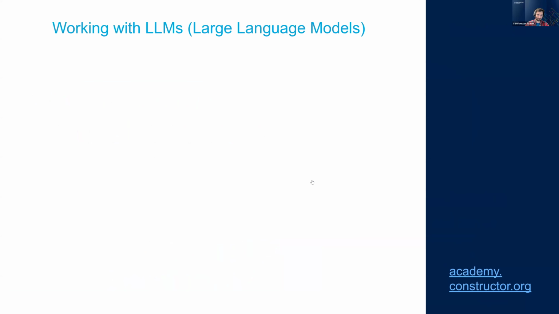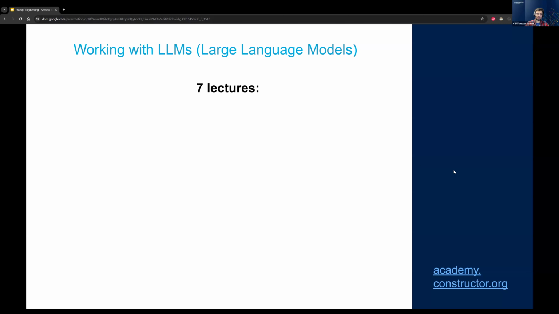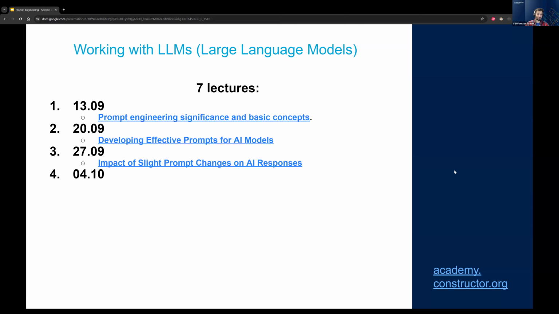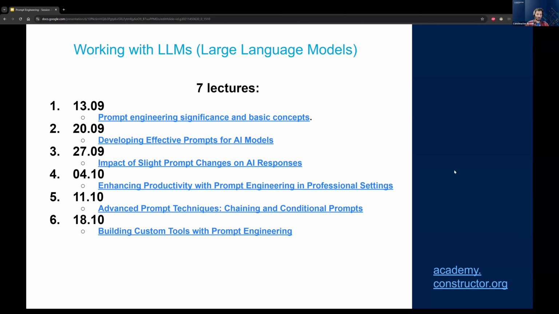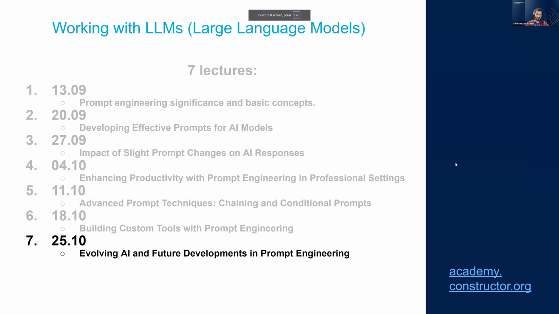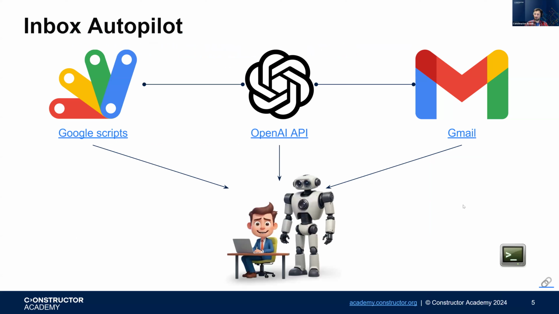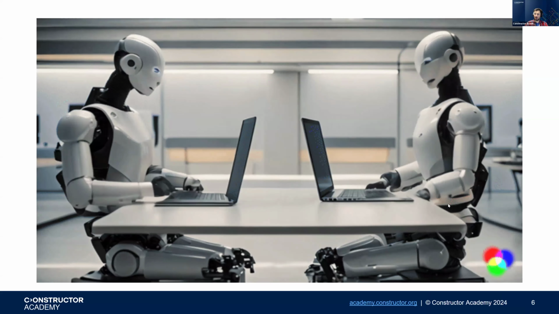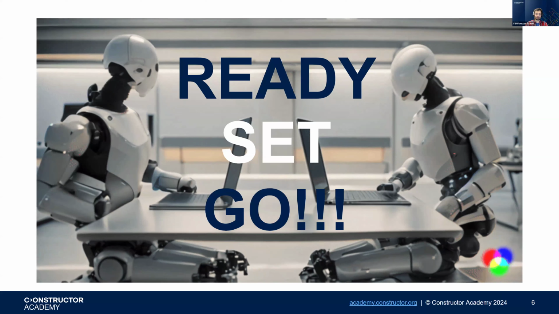More on that later. So far, we have done 6 lectures. Today is the last one, and we're going to focus on the evolving AI and future development in prompt engineering. Last time, if you missed it, we did an inbox autopilot that answers the email for you. You'll have access to the slides later on. If you missed that, go check it out. So are you ready? Ready, set, go.